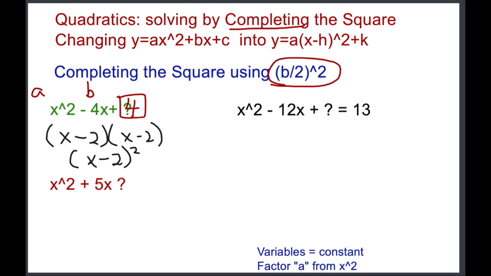So here's a second example. x squared plus 5x plus what would complete the square? So we use our little formula, b over 2 quantity squared. The b in this case is a 5, so we're going to have 5 over 2 quantity squared, which is a strange number, 25 over 4. So that's actually the number that's going to go where the question mark is, positive 25 over 4.